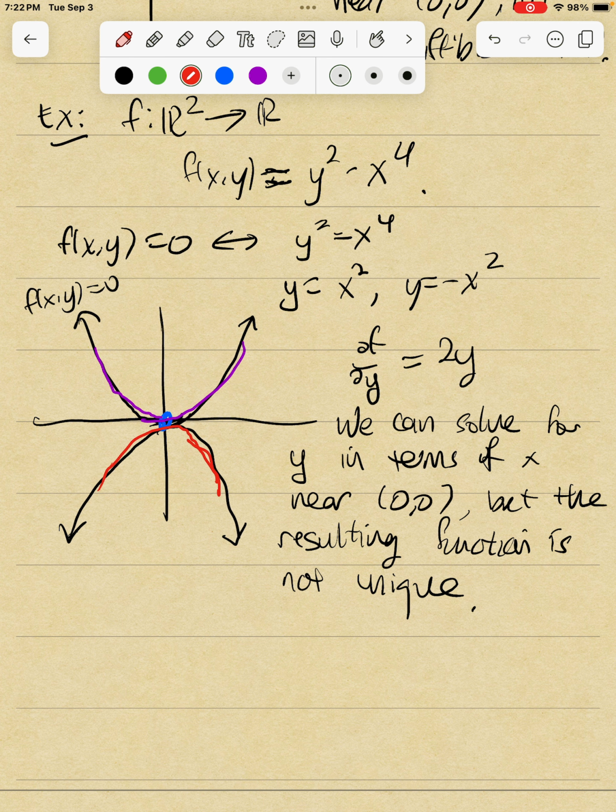Okay, so that gives you some examples of where the implicit function theorem doesn't hold.